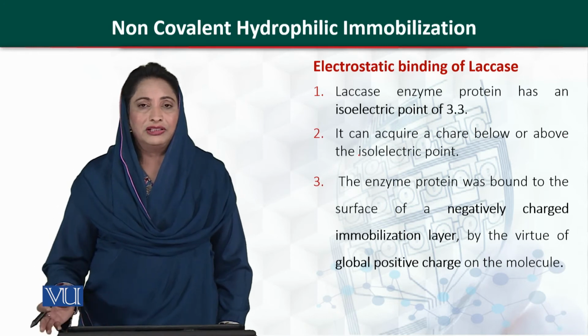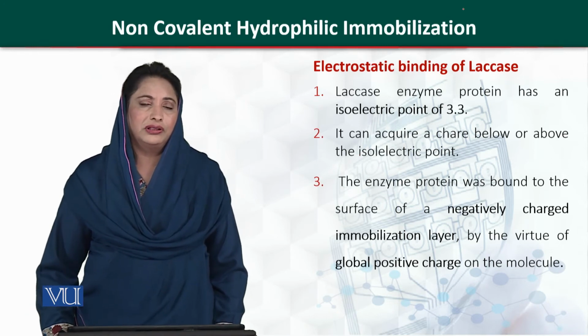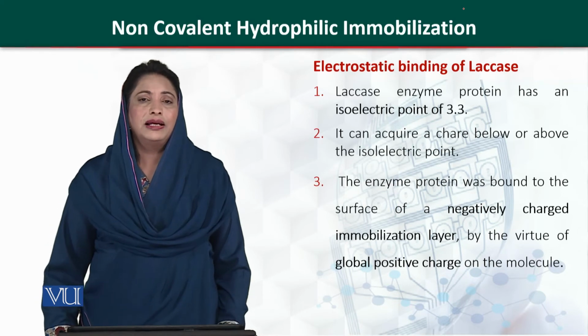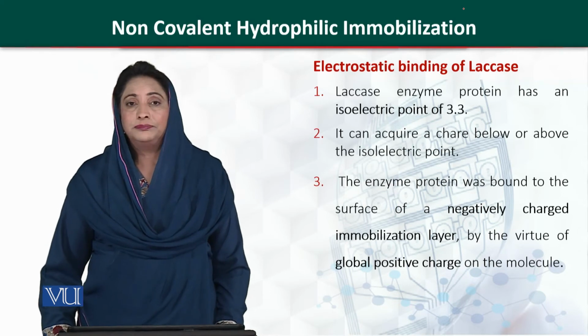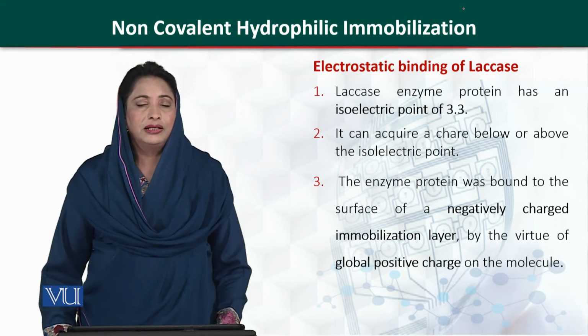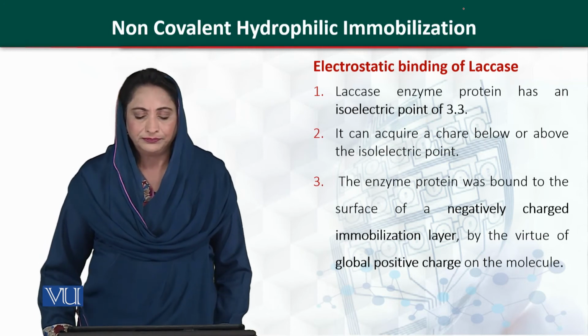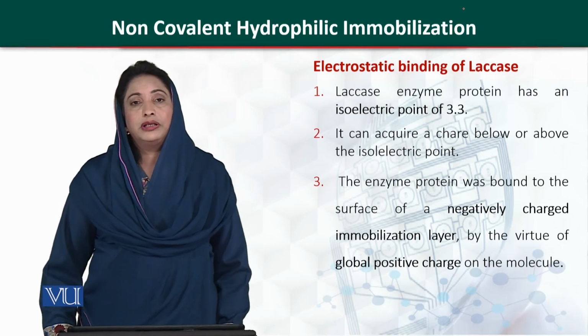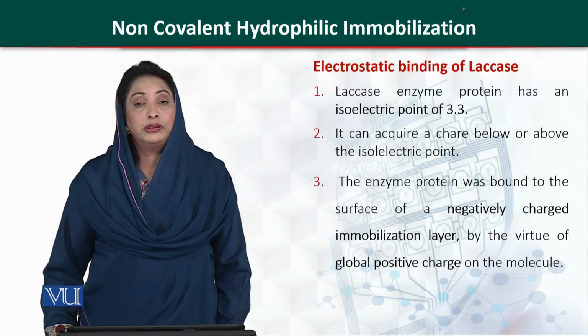So we will discuss an example. I'll give you an example of the laccase enzyme. Laccase enzyme is an enzyme that is used for the biodegradation of lignin. It requires copper for its activation. And what about the isoelectric point? It has an isoelectric point of 3.3.